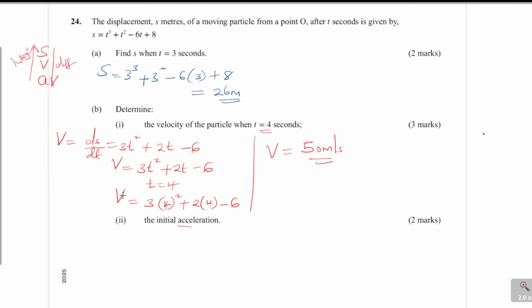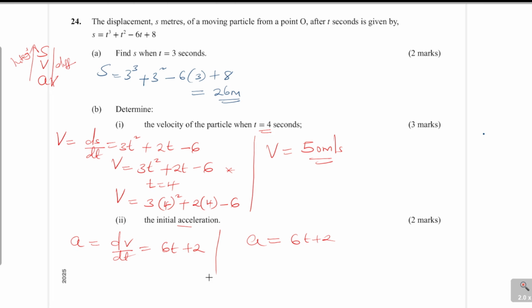We go to the other part 2, the initial acceleration. How do you get acceleration? By simply differentiating velocity. So acceleration is given by differentiating velocity with respect to t. The expression for velocity is V is equals to 3t squared plus 2t minus 6. When you differentiate that, you get 6t plus 2. So that is the expression for acceleration. A is equals to 6t plus 2.